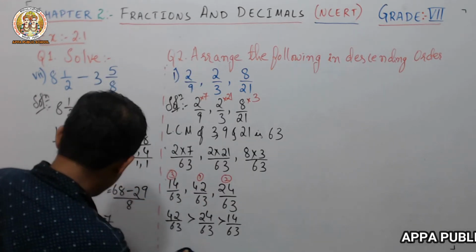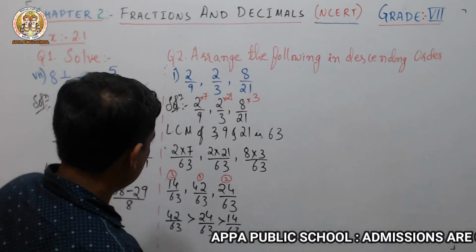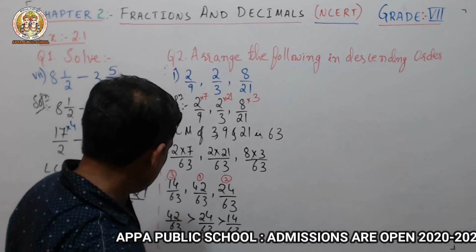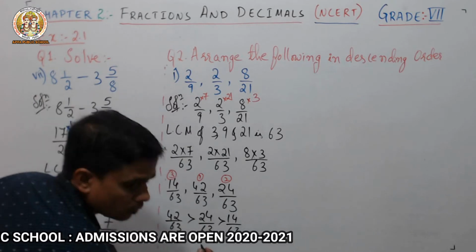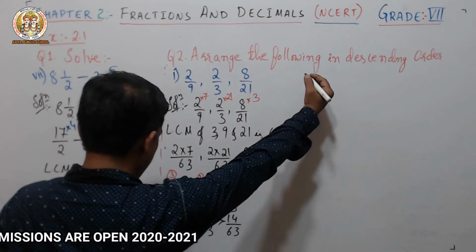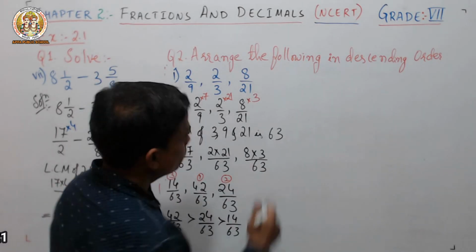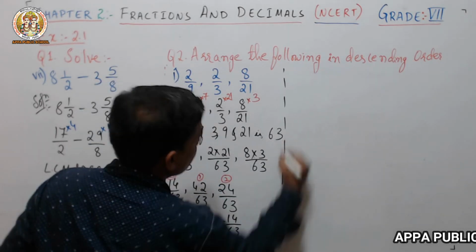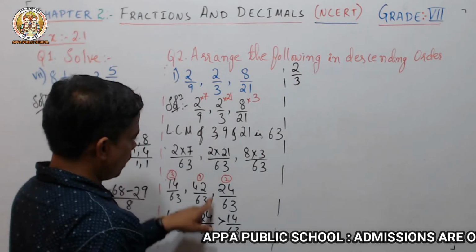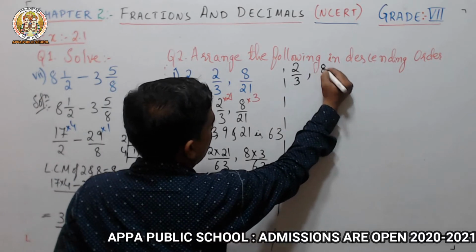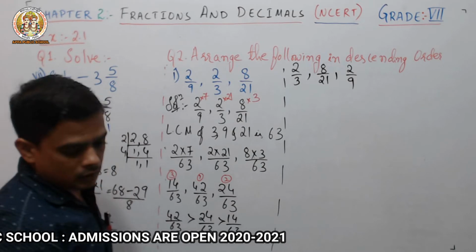So I'll write the number. If you are unable to see this one, I'll write the number as... So in descending order, what will be the number? That is 2 by 3, the middle number. After that, the last 8 by 21, comma, the first number 2 by 9. This is in descending order.